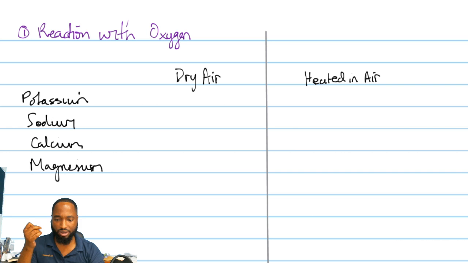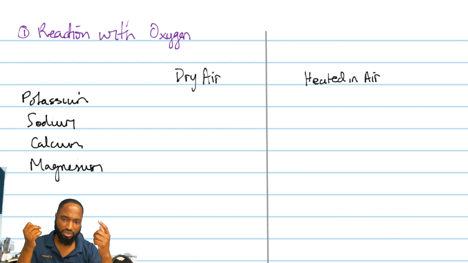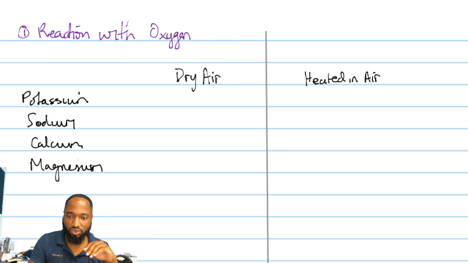Well, these three react readily. Well, these two, but they'll form a coating. Right? They form a coating. If the atomic number drops below 20 or so, we'll call that group.